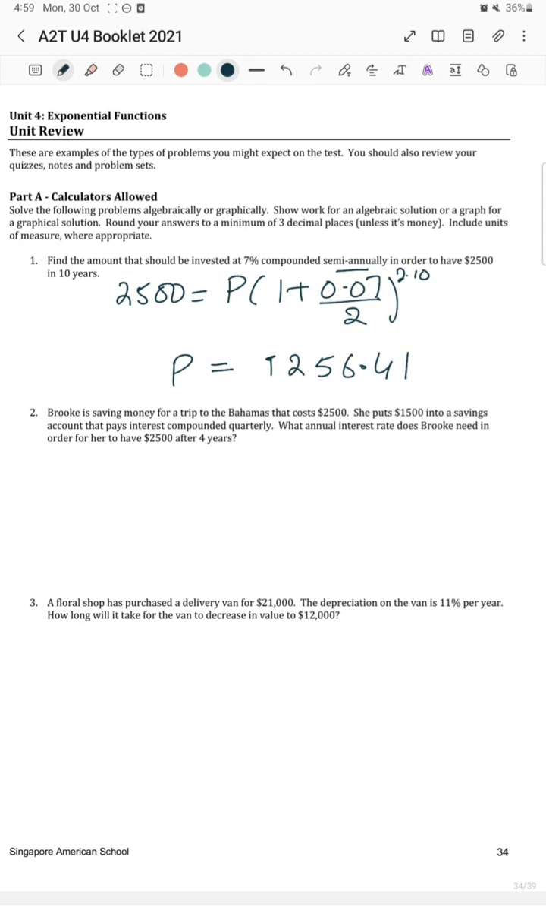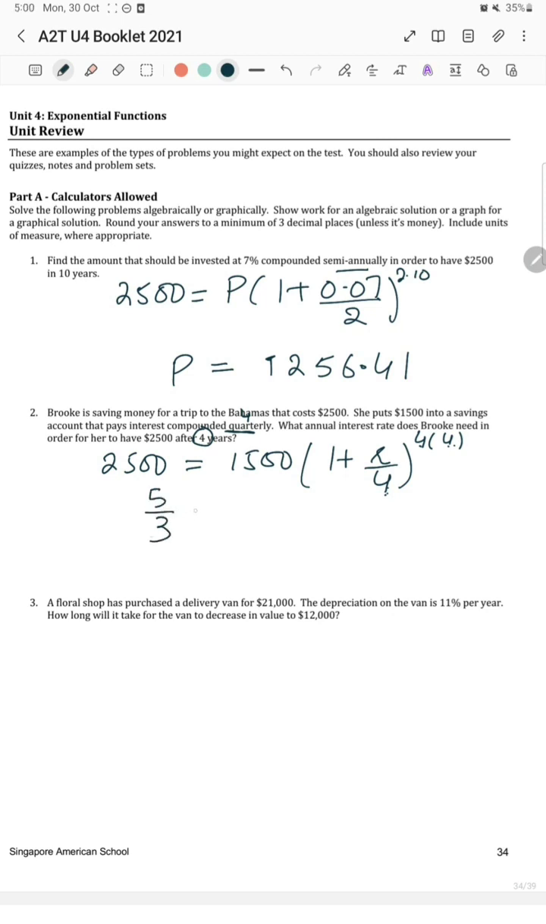Brock is saving money for a trip to the Bahamas that costs $2,500. She put $1,500 into a saving account that pays interest compounded quarterly. So it is 2,500. Why am I using this 4? Because the interest is compounded quarterly, so therefore I'm using 4 over here. And 4 into 4 because it's 4 years, 4 years into 4.